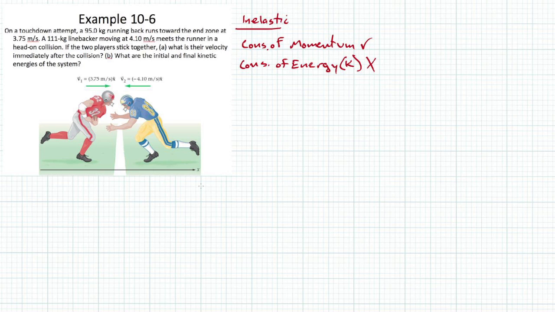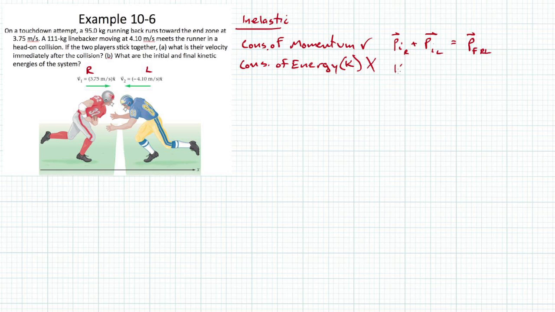Because we have two football players, and they're running in different directions towards each other. We have our running back right here, and we have our linebacker right here. And we're going to find that their momentum is definitely conserved. So the initial momentum of the running back plus the initial momentum of the linebacker is going to be equal to the final momentum of the running back and linebacker together.